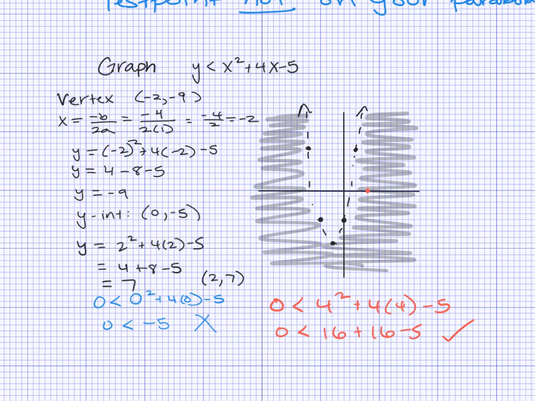So the test point is key. Now, like I said, sometimes you might just look at this and be like, okay, it's under the parabola. Well, here's under my parabola, and then I include everything to the sides as well.